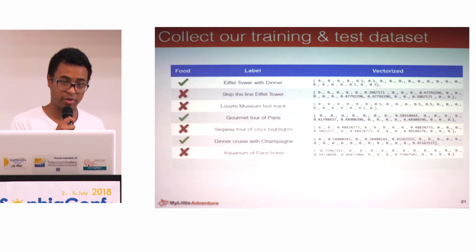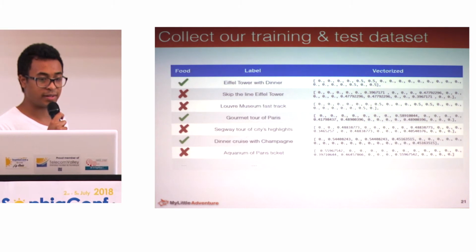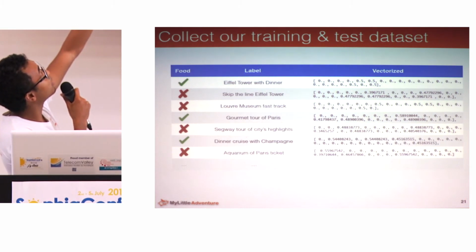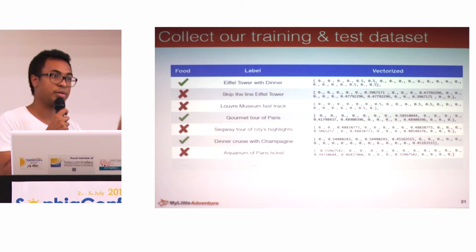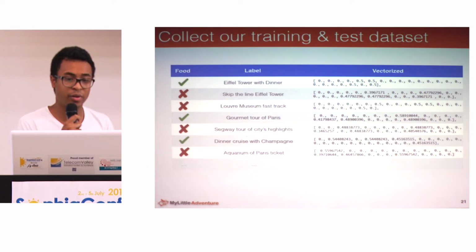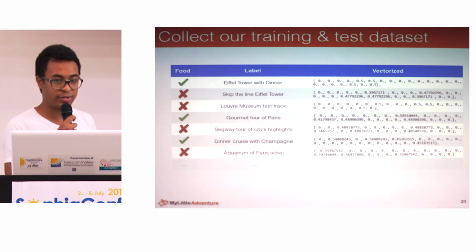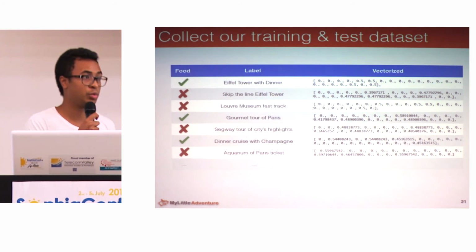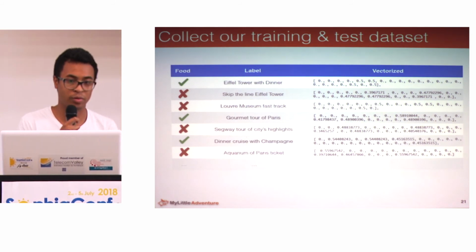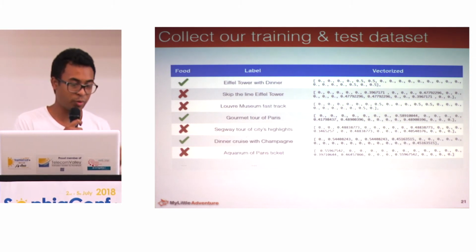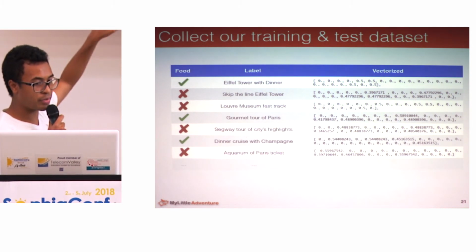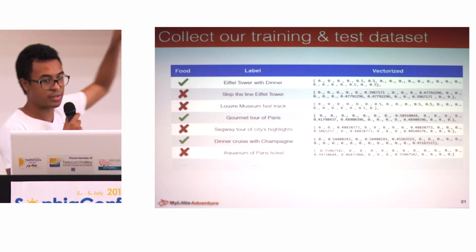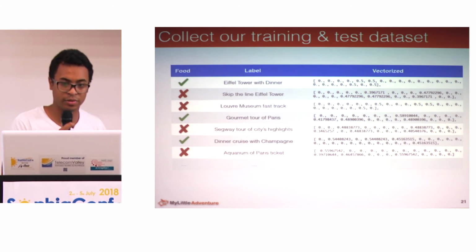So first step, we take our training and test dataset. For example, here we have projects. These are their titles. We have Eiffel Tower with dinner, skip the line with Eiffel Tower, etc. And we want to predict if they are food or not. So we take the label, we vectorize like we saw before, and we manually say, okay, for example, this product is food, this is not, this is not, etc.